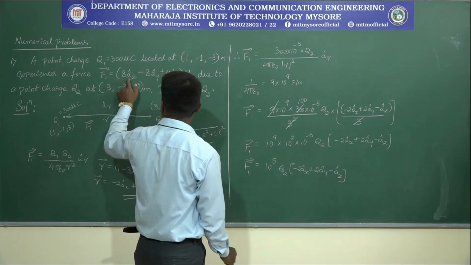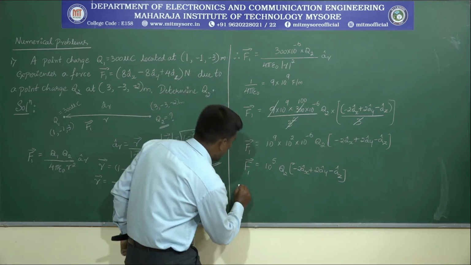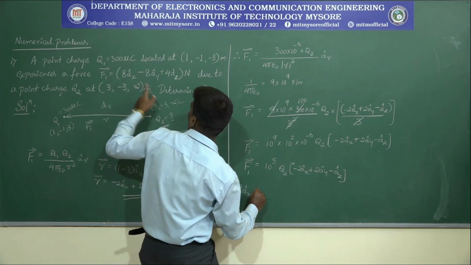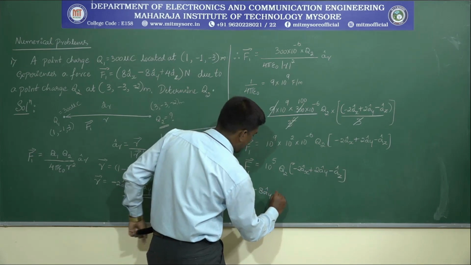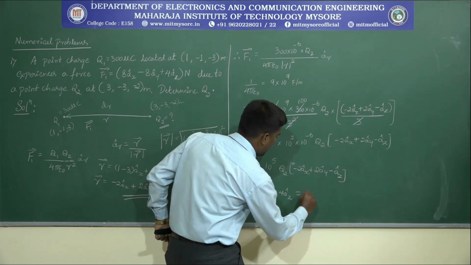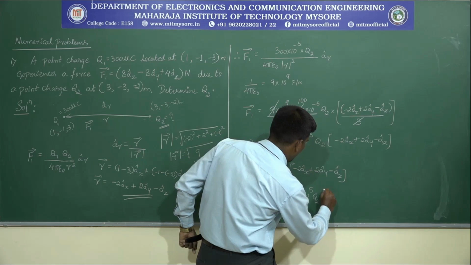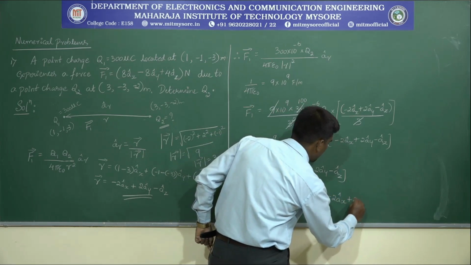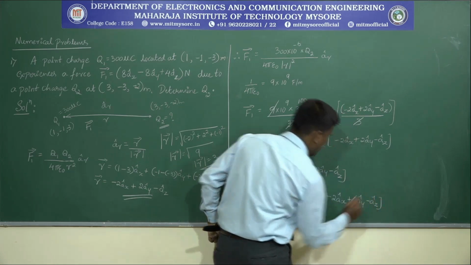We know that F1 is given, right? F1 is given as 8 a cap x minus 8 a cap y plus 4 a cap z. Substitute here. 8 a cap x minus 8 a cap y plus 4 a cap z is equal to 10 power 5 Q2 into minus 2 a cap x plus 2 a cap y minus a cap z.